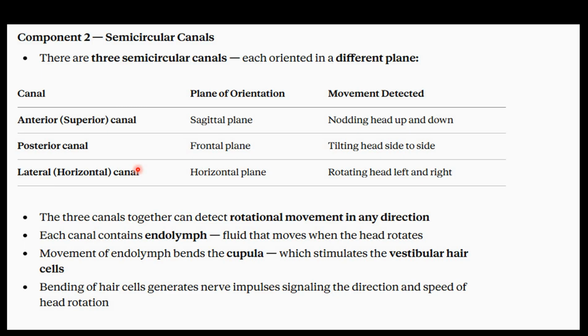Now these three canals work together to detect the rotational movement in any direction. So whatever rotational direction is there, it detects that. Now movement of endolymph bends the cupula, which stimulates the vestibular hair cell. Then bending of hair cell generates nerve impulses signaling the direction and speed of the head rotation. So these are all the things that we should know under semicircular canal.